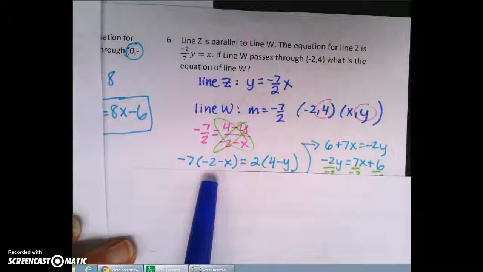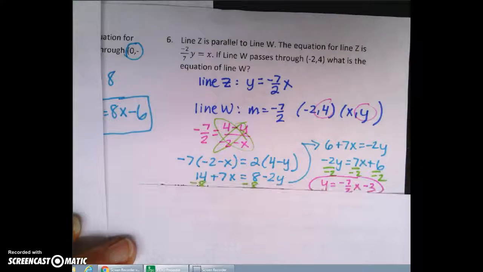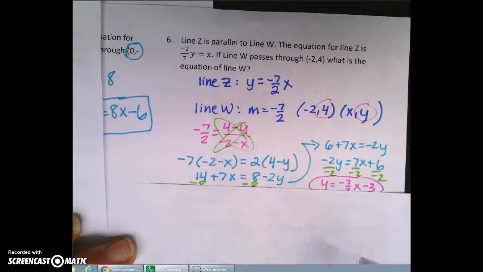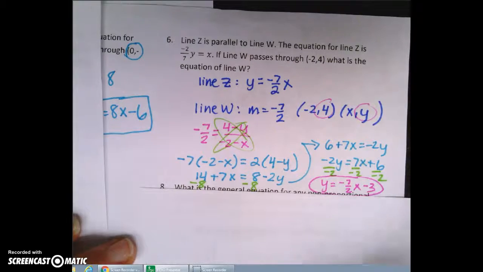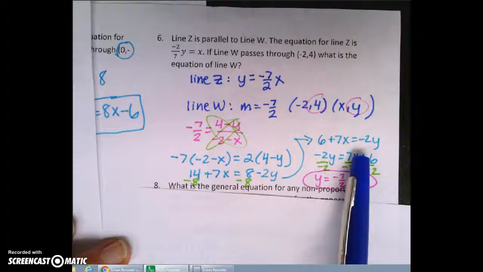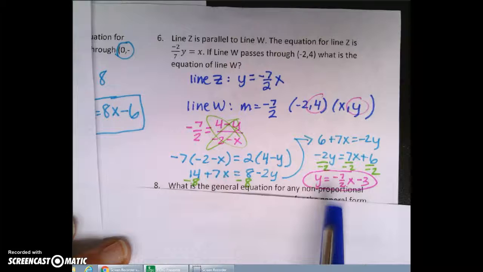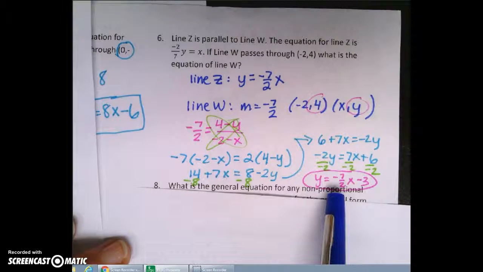-7 times the quantity -2 minus x equals 2 times the quantity 4 minus y. I'm going to distribute my -7 on the left and my 2 on the right. I'm going to subtract 8 from both sides to end up with 6 plus 7x equals -2y. I need to get my y by itself, so I'm going to divide every term by -2. When I do that, and it simplifies, y equals -7 over 2 x minus 3.